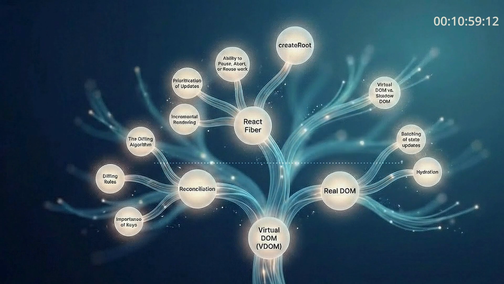And that leaves us with a final thought for you to take away. Given that Fiber allows for prioritized, interruptible updates, how could you rethink your own app's state management? How could you deliberately separate high-priority state like a text input from low-priority state, like a background data refresh, to take full advantage of this new architecture?